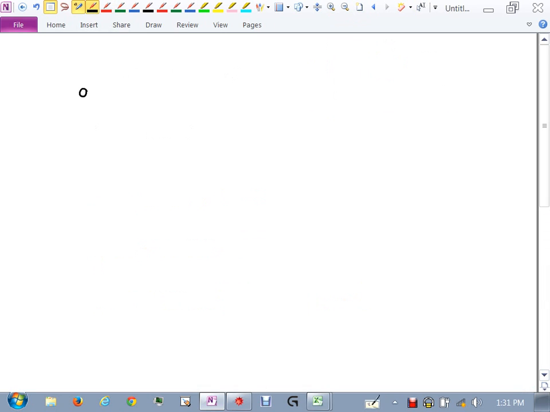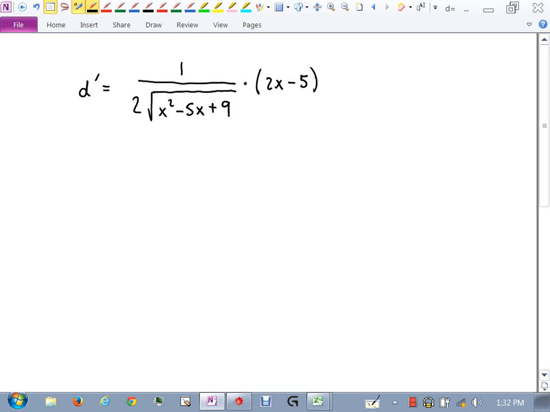The derivative, d prime, will be equal to, what's the derivative of the square root of something? 1 over 2 times the square root of that something. It was x squared minus 5x plus 9? Okay. Then chain rule says times the derivative of what's inside: 2x minus 5. That's it? Okay, so I'm just going to rewrite that. That's 2x minus 5 over 2 root of x squared minus 5x plus 9.